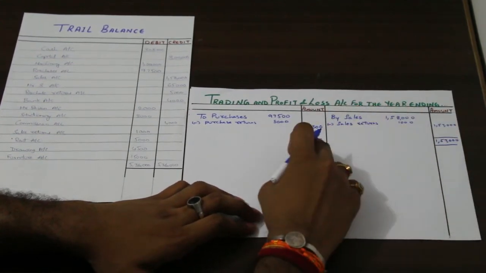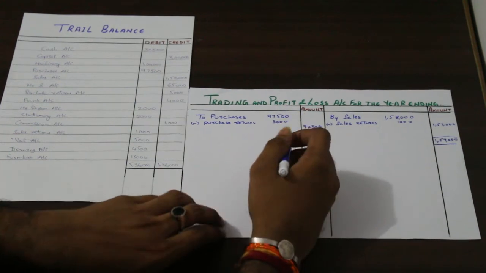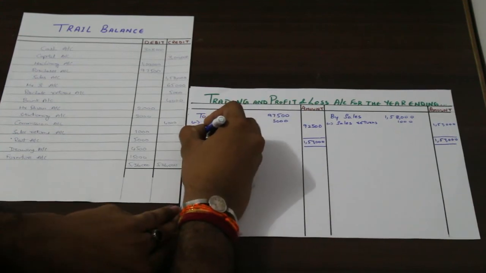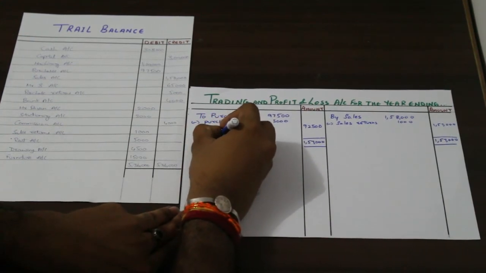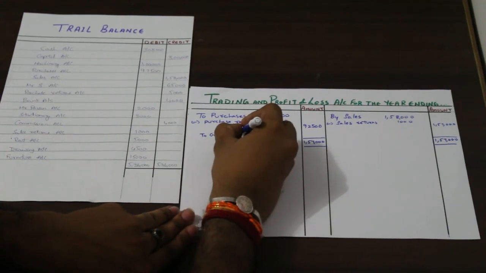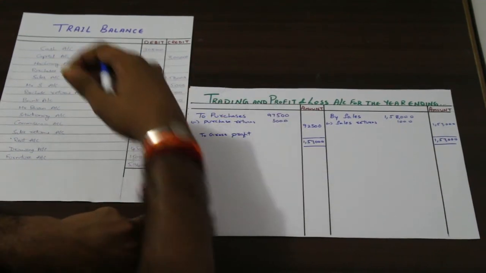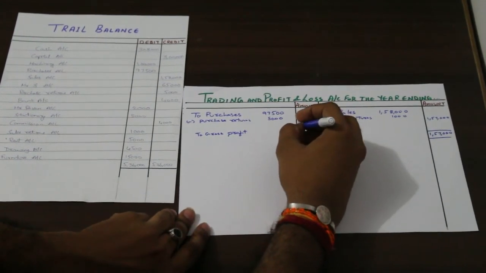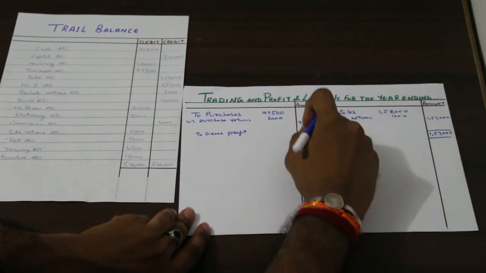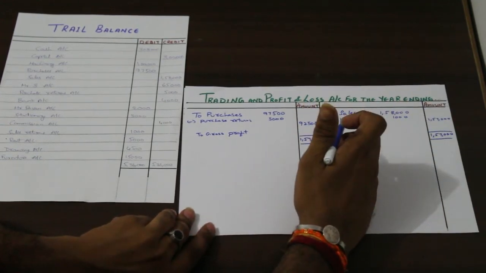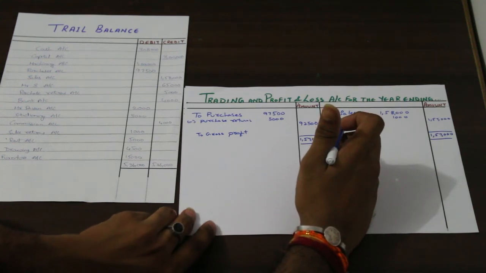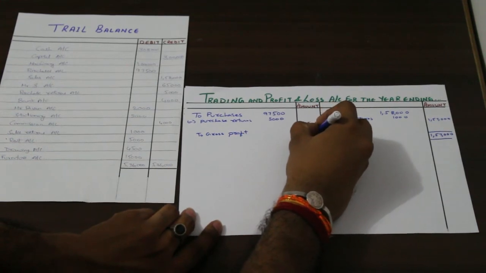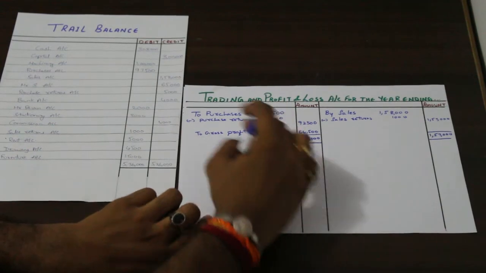So we have earned a profit here. This is called gross profit because we are yet to calculate many other things in the profit and loss account, so we call it gross profit. The amount of 1,57,000 minus 92,500, that will be 64,500. Yes, 64,500, and this ends the trading account.